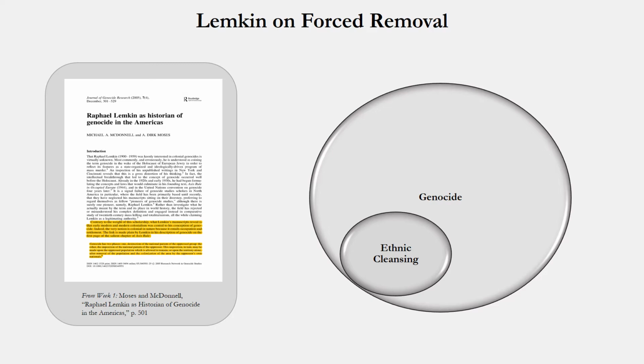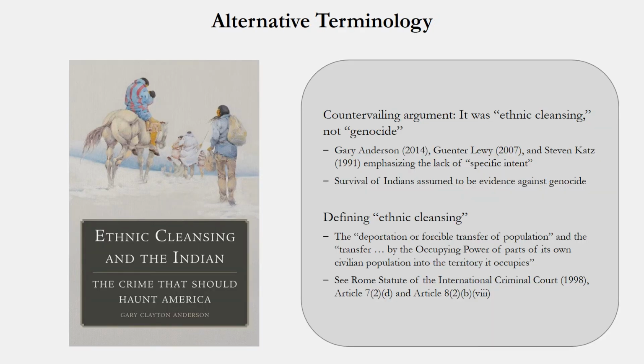There is, however, a countervailing argument that maintains a strict distinction between ethnic cleansing and genocide. This is the argument of American historian Gary Anderson, for example, whose book here I actually used to assign. You can find an article of his with his distilled argument in the supplementary reading folder. He and Katz have made a similar argument, which is that the United States never developed a specific intent to destroy Native Americans as such, that there was no final solution to the Indian problem, and no universal offensive against Indians per se.